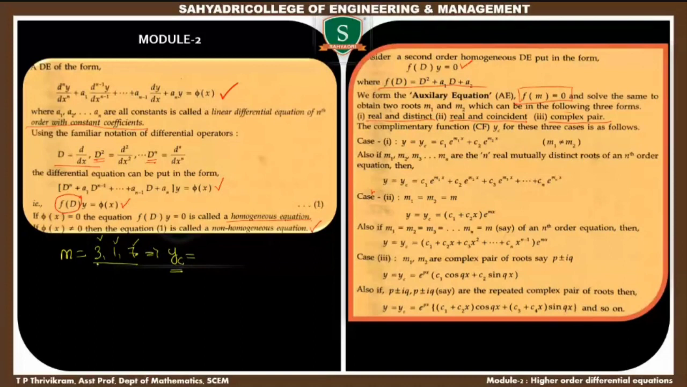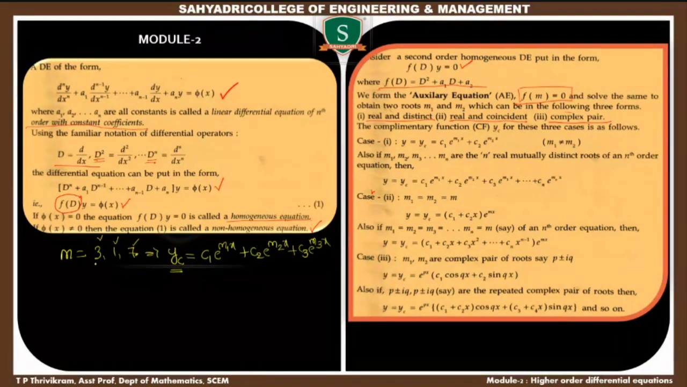So when you got three different numbers, the complementary function will be c1 e power m1x plus c2 e power m2x plus c3 e power m3x, where m1, m2, m3 are your roots. So this is your m1, this is your m2, and this is your m3. So this is one way of writing the solution for real and distinct roots of a given auxiliary equation.